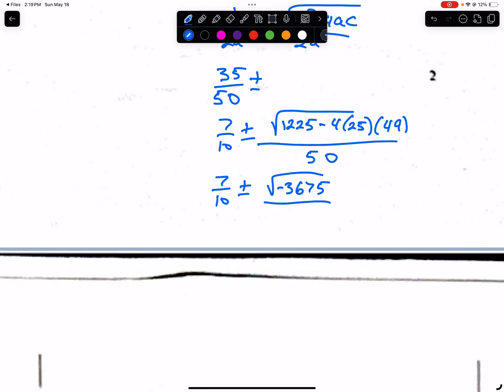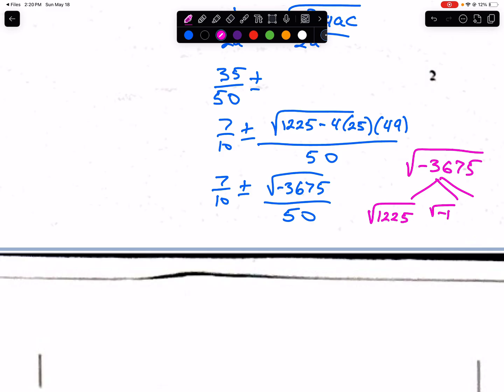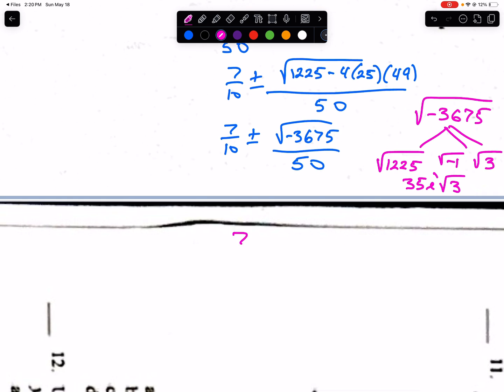So this is still over 50. So I'm going to write over to the side and break apart the square root. And you have to do this, which is crappy, but true. So square root of 1225. Square root of negative 1, because that's i. And then it was 1225 times 3, so it's times square root of 3. So this is 35i root 3. We're not done yet, though. You're looking for answers already, right? Too early.